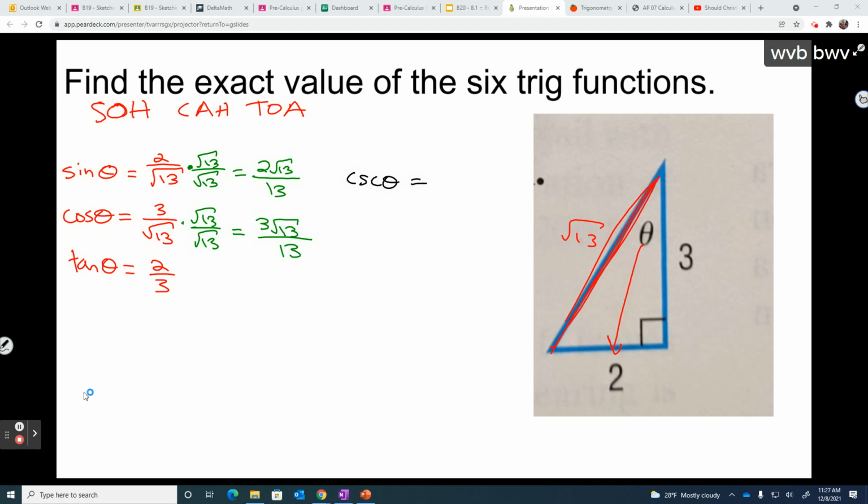Yeah, flip this one. Because if you flip this one, then you got to rationalize it again. So just flip the original, make it the square root of 13 over 2. Much easier, then you don't have this bigger fraction which you then got to rationalize. Again, same with this one, we'll just flip the original answer we had. For secant, make it square root of 13 over 3. And then for cotangent, just flip 2/3. That's all there is to it.